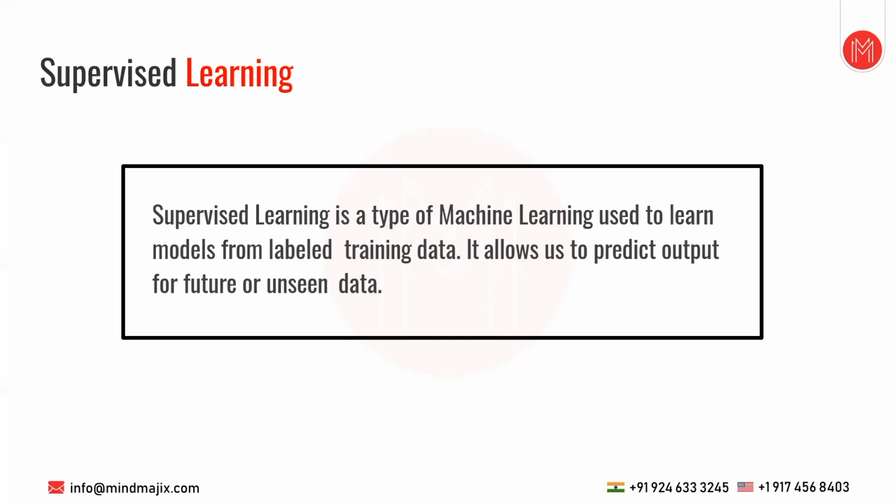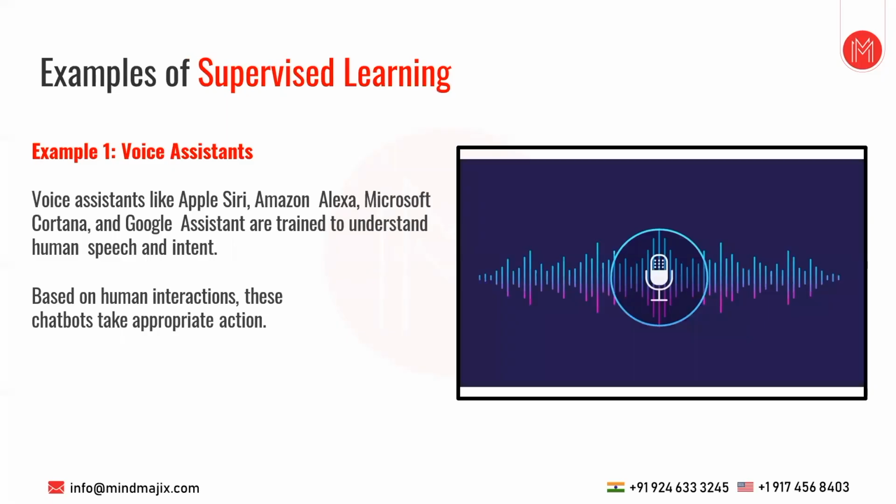Now let's look at some more examples of supervised learning. The first example is the voice assistant. Voice assistants like Apple Siri, Amazon Alexa, Microsoft Cortana and Google Assistant are trained to understand human speech and intent. Based on human interaction, these chatbots take appropriate actions.